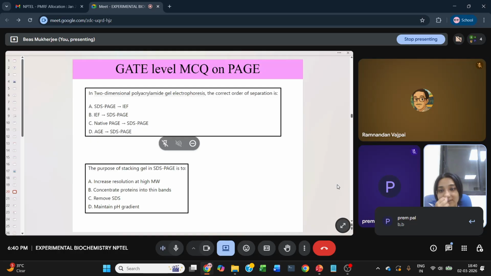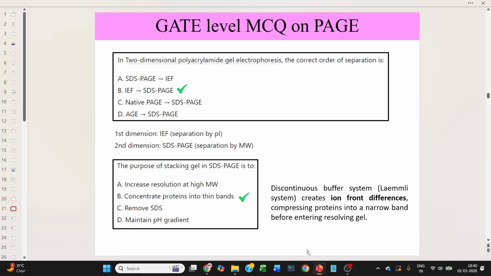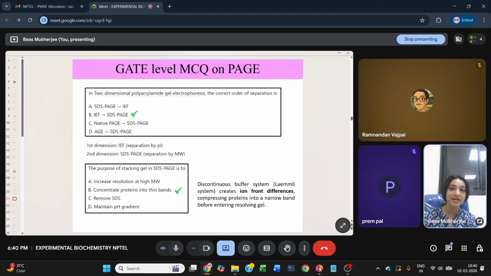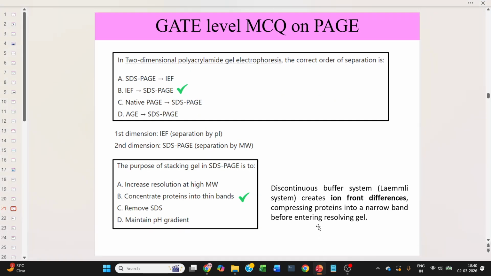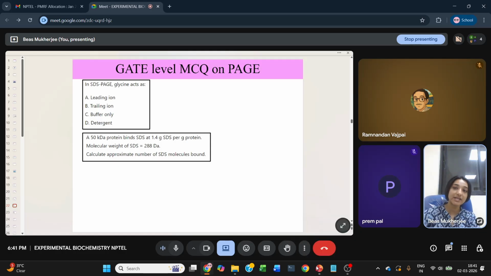Okay, good. So the purpose of stacking gel is to concentrate proteins into thin bands. Yeah, very good. So we look at the answers quickly. Yes, that is absolutely correct. So in 2D gel electrophoresis, it is first separation horizontally through IEF, then separation vertically through SDS-PAGE. And the purpose of stacking gel is something that we've already discussed, so you guys know it. Now we come to the next question.